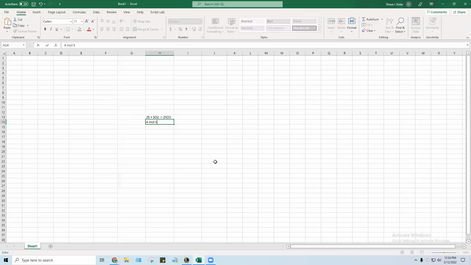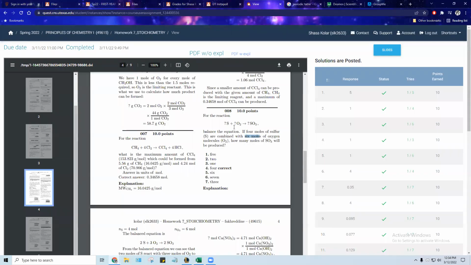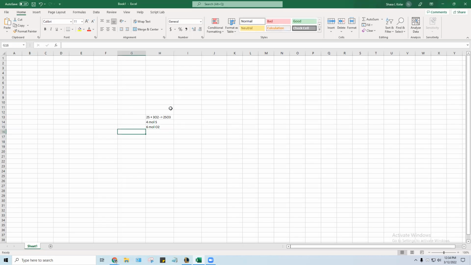with 6 moles oxygen, how many moles of SO3 will be produced? So this is just entirely molar ratios. So if we divide 4 by 2, we get 2. So we have 2 moles of sulfur equivalent for the molar ratio.